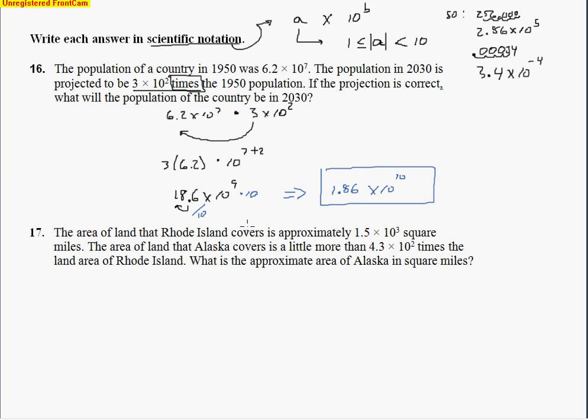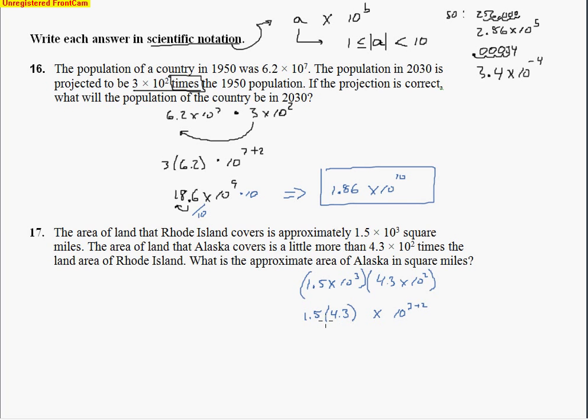It goes this way. It says that the area of Rhode Island covers approximately this many square miles, and the area of Alaska covers a little more than this many times as much land as Rhode Island. And so we want to find the approximate area of Alaska. So 1.5 times 10 to the third. We're multiplying this by 4.3 times 10 to the second. And so when I do that, I'm just taking the coefficients, that 1.5 and the 4.3, and multiplying those two numbers, and then multiplying the powers of 10 together. 10 to the third, oops, not 10 to the 10th, but 10 to the third, and 10 to the second.